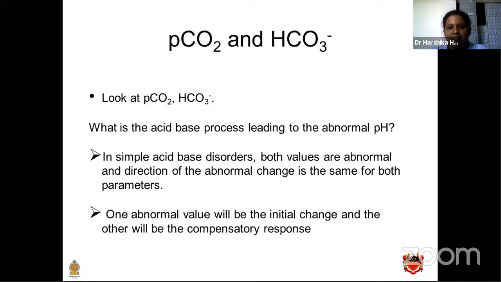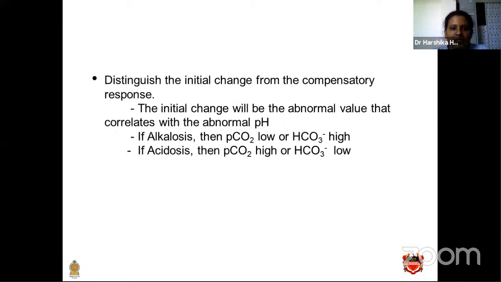Out of these two, as I have already mentioned, one abnormal value will be the initial change and the other will be the compensatory response. So you have to distinguish the initial change from the compensatory response. How do we do that? The initial change will be the abnormal value that correlates with the abnormal pH.